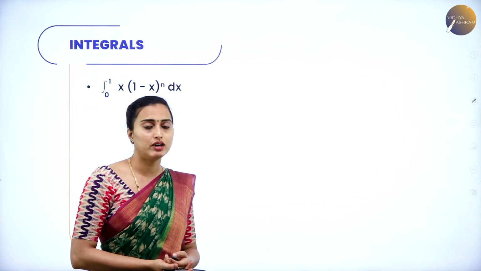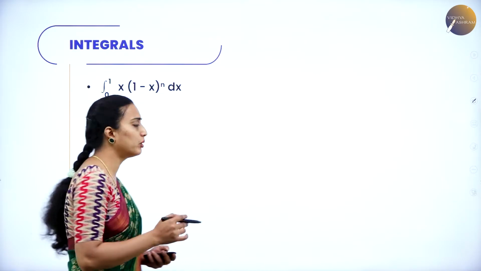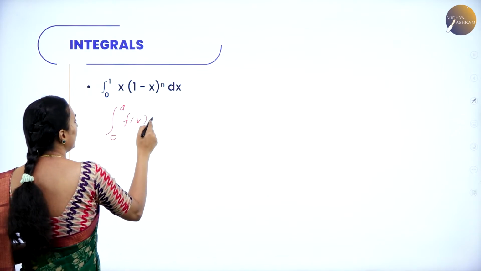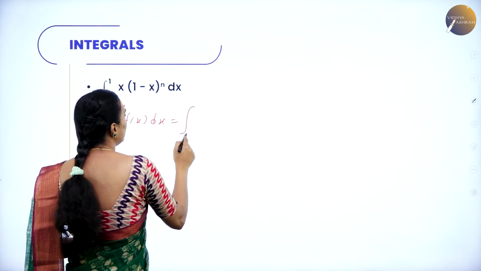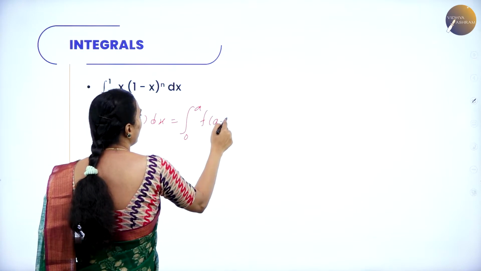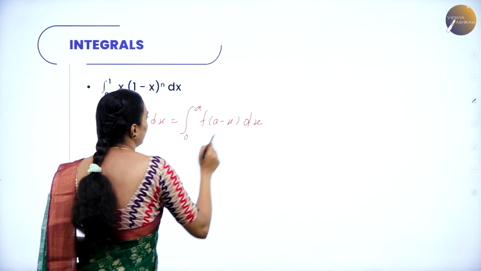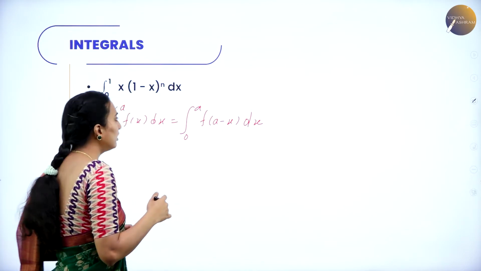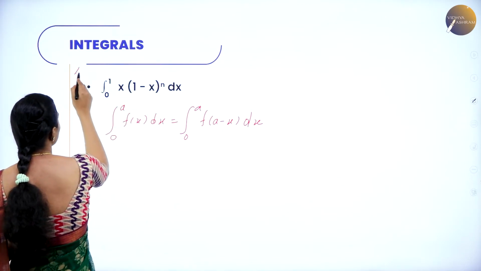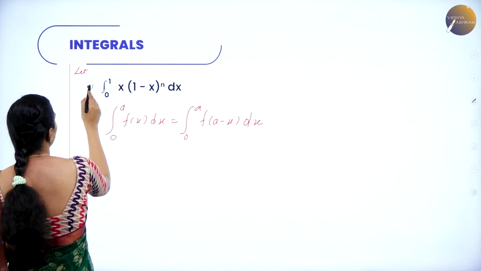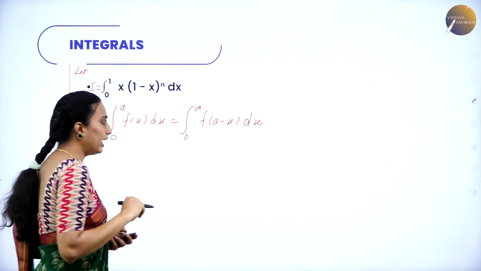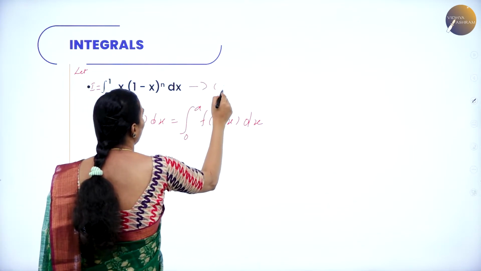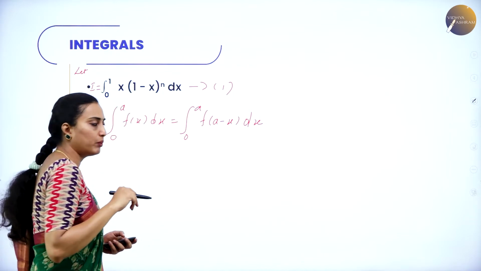Now, dear students, here let me take according to the property of integral 0 to a f of x dx can be written as integral 0 to a f of (a minus x) dx. Now here f of (a minus x), a is nothing but here 1. So changing the limit as well. Let I be equal to this, and I call this equation as 1.